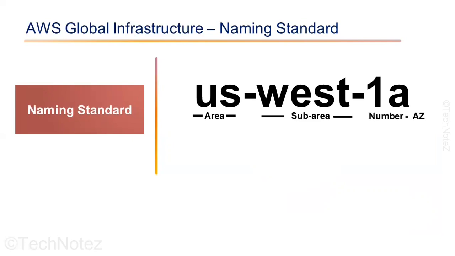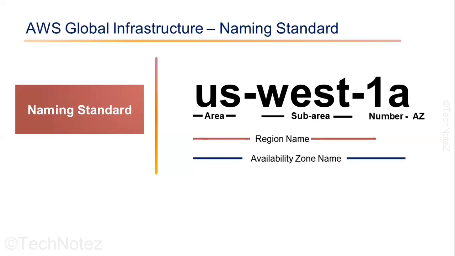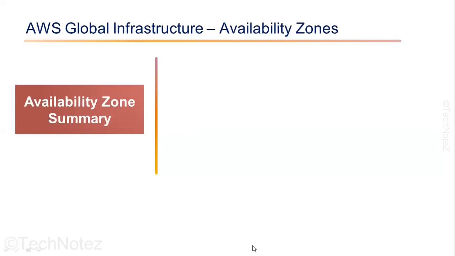We then have a number because we might have two different regions or more in a specific area. And this is the case. We have both US West 1, which is Northern California, and US West 2, which is Oregon. But we leave off the letter that gives us the region name. So when we are talking about a region, we would say US West 1 as a region. But if you want the entire availability zone name, it would include everything from US West all the way to 1A.